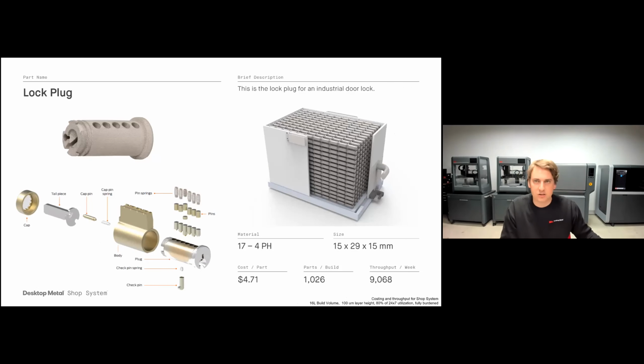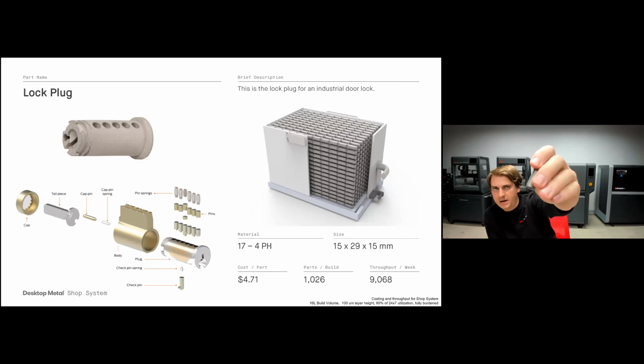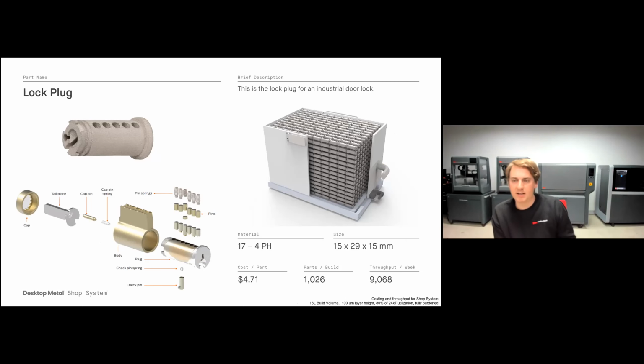Another great example is this lock plug here. This is used for some industrial door locks. Traditionally has been made on a Swiss lathe, but with binder jetting, we can produce this part for just $4.71. We can produce over 1,000 of them per build on the shop system, over 9,000 per week, really lowering the cost and increasing the throughput.